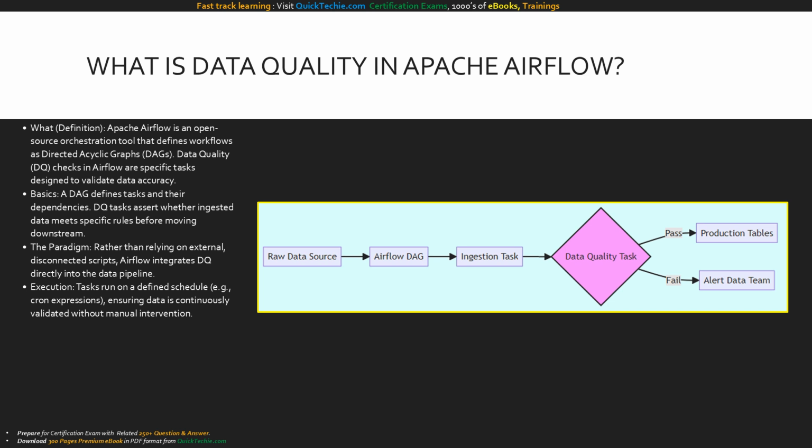Let's take a look at this high-level flowchart. It illustrates the basic paradigm of an Airflow DQ pipeline. Raw data is ingested by an Airflow task. Next, it hits our critical checkpoint, the data quality task. If the data passes the checks, the pipeline continues, loading the data into our production tables. However, if the data fails, the pipeline immediately halts and alerts the data team. This architecture completely prevents corrupted data from polluting your downstream analytics.